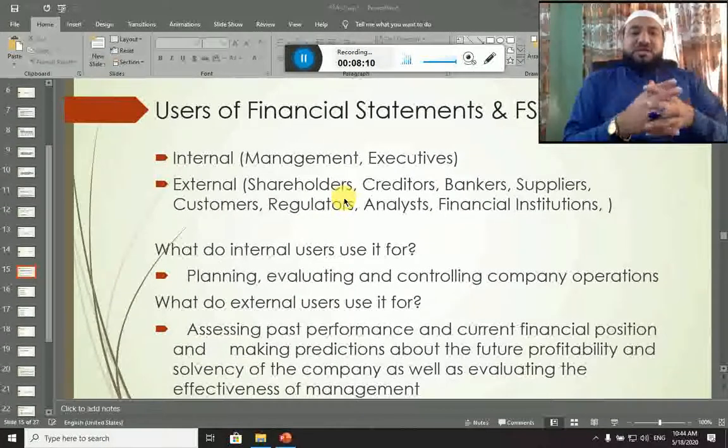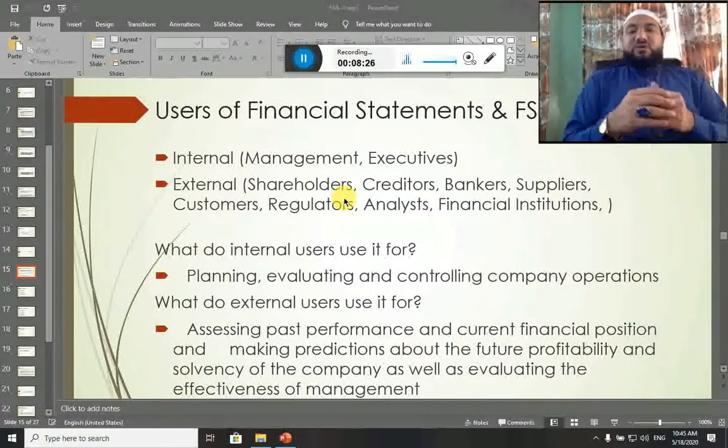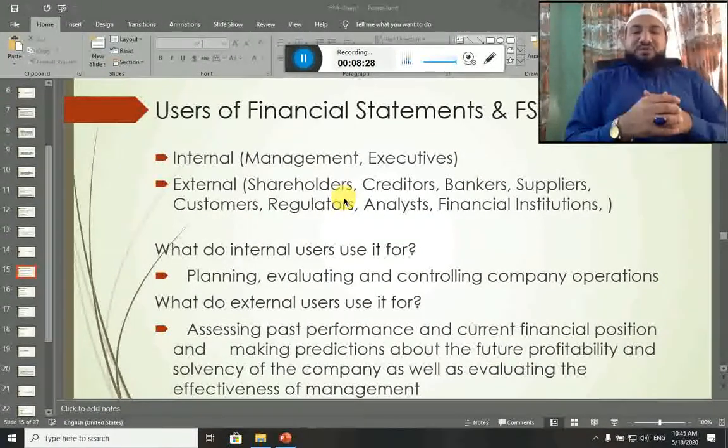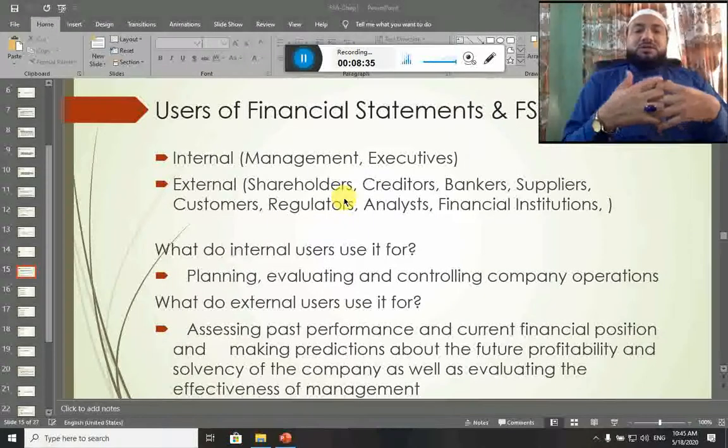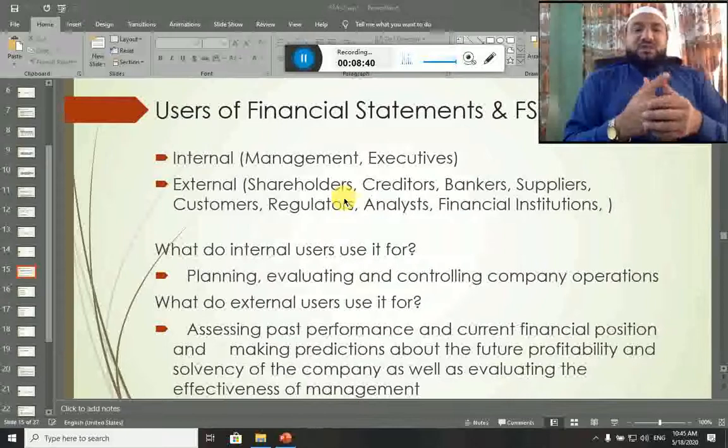And within this external stakeholder group, for example, shareholders may use financial statements and financial statements analysis for different reasons or different purposes. Similarly, a customer may use it for different purposes. A financial institution may use our financial information and financial statement analysis for different purposes. So it totally depends on the user and the type of analysis that they perform on our financial statements and the decision that they make.